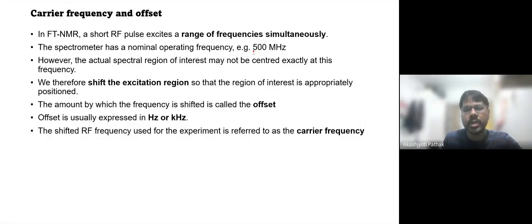The practical case can be such that the actual spectral region of interest may not be centered exactly at this frequency. So we shift the excitation region so that the region of interest is appropriately positioned. The amount by which the frequency is shifted is called offset, and offset is usually expressed in kilohertz or hertz. The shifted RF frequency used for an experiment is referred to as the carrier frequency.